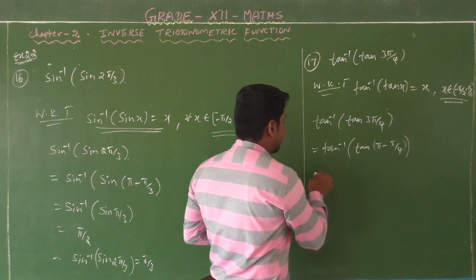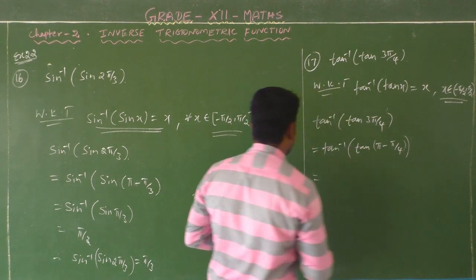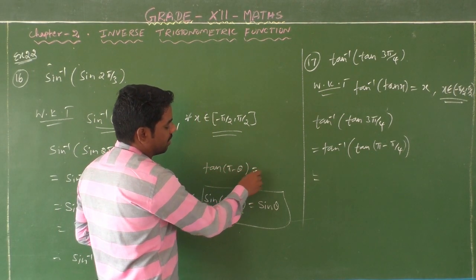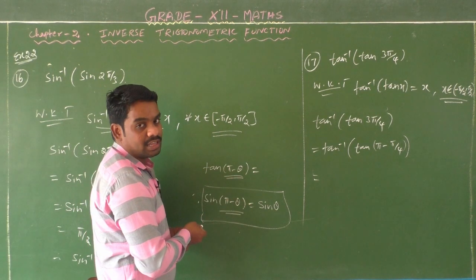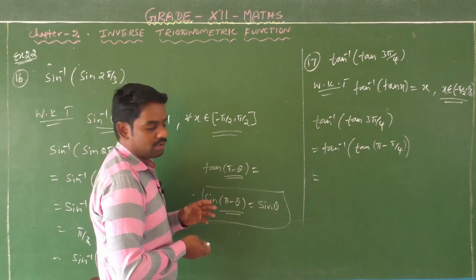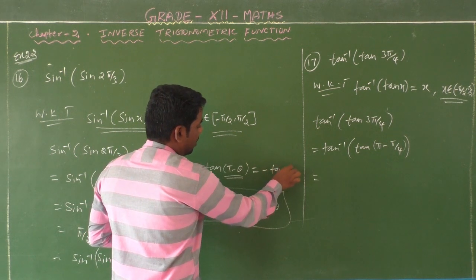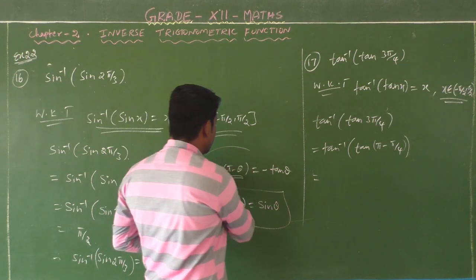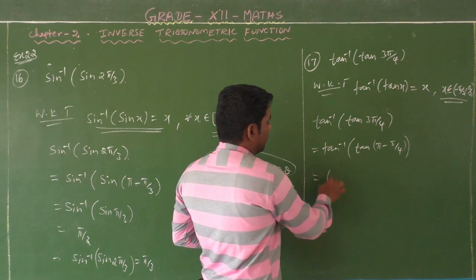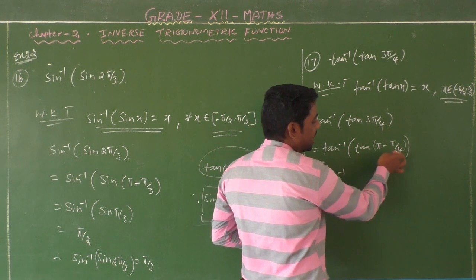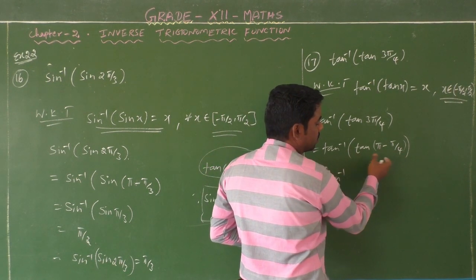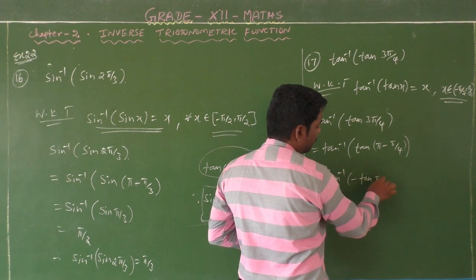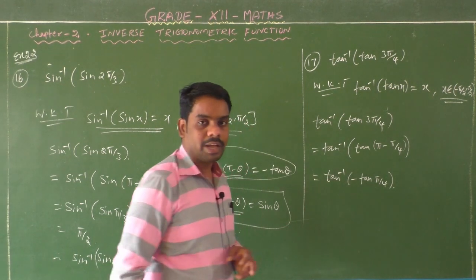You know the tan of pi minus theta formula. Tan of pi minus theta is equal to, here pi minus theta is in the second quadrant, so the tan value is negative. So minus tan theta. So tan of pi minus theta is equal to minus tan theta. Here, in tan inverse of tan of pi minus pi by 4, theta is pi by 4. So the formula gives minus tan pi by 4.